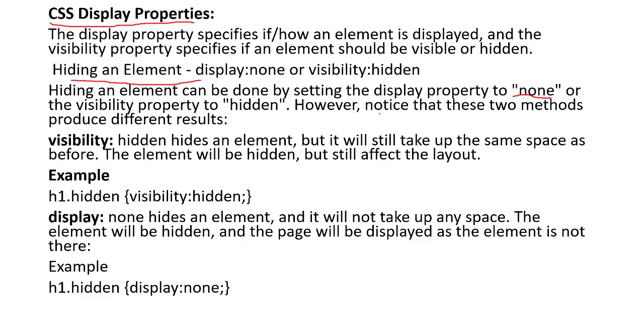However, notice that these two methods produce different results. Visibility hidden hides an element, but it will still take up the same space as before. The element will be hidden but still affect the layout. Display none hides an element, and it won't take up any space. The page will be displayed as if the element is not there.